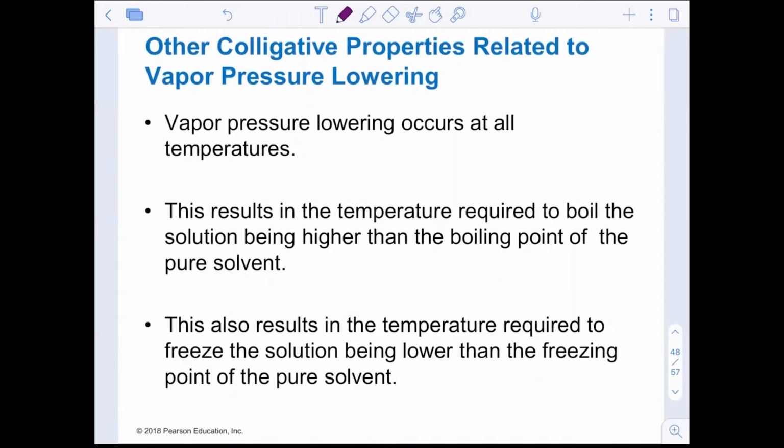Because vapor pressure lowering occurs, there are other effects that occur as well. So in a solution, vapor pressure lowering occurs at all temperatures. So this results in the temperature required to boil the solution being higher than the actual boiling point of the pure solvent, right? So if you think about water, let's go back to making spaghetti, because I'm always about food here, if you haven't noticed. Gotta love spaghetti.